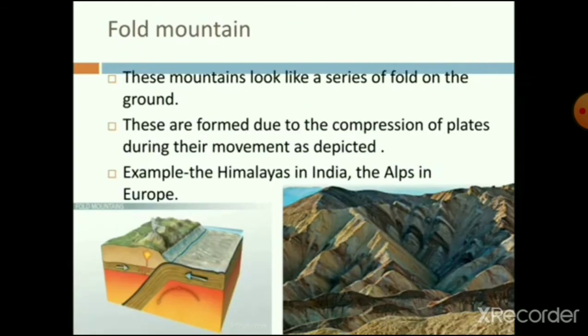Fold mountain. These mountains look like a series of folds on the ground. These are formed due to the compression of plates during their movements as depicted in the sketch below. Spread a sheet of cloth on the table and then push the sheet from one side. It will rise into folds at many places. This is what the fold mountain would look like.